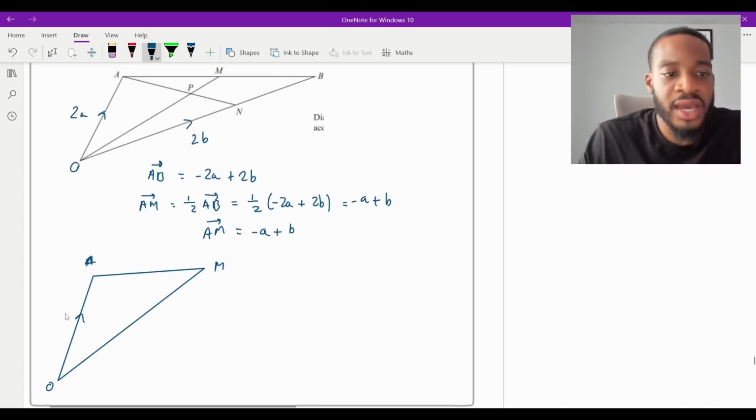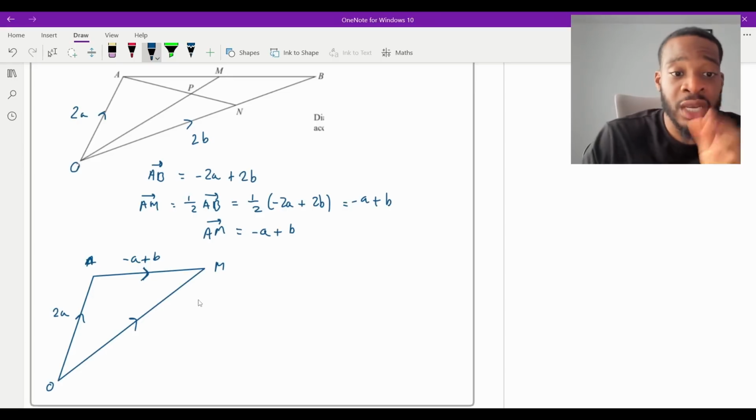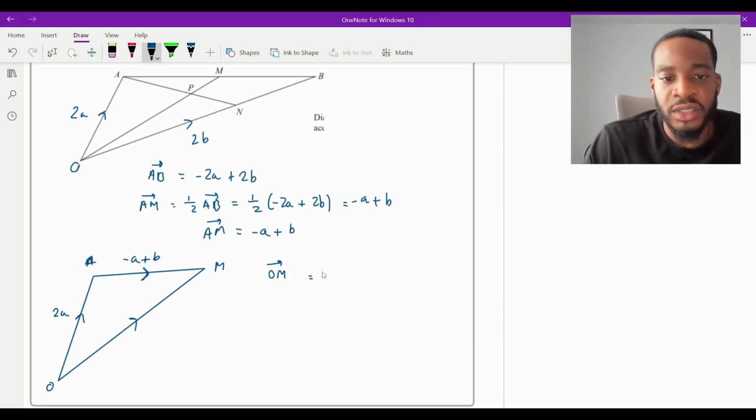Now, what do I know? I know O to A is 2A. O to M I don't know, but I do know A to M. I've just worked that out. That's minus A plus B. So that allows me to figure out what O to M is, which is one of the lines in question that we need to find the ratio of. So O to M, just by looking at this, we can see quite clearly it's just going along O to A and then along A to M, which is 2A plus minus A plus B, isn't it? So that's 2A minus A, which is A, plus B. So O to M is going to equal A plus B.